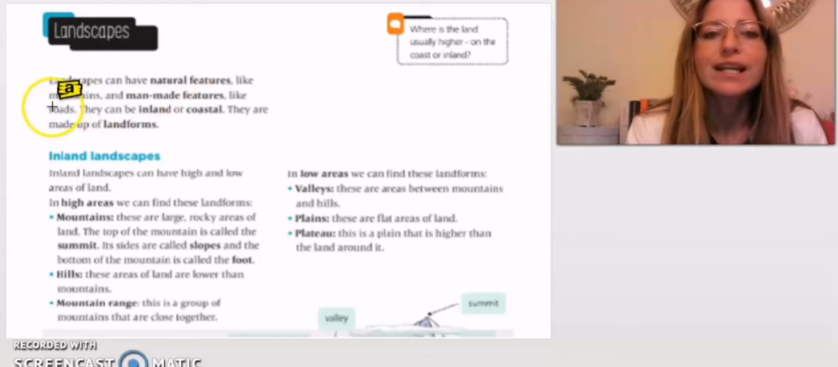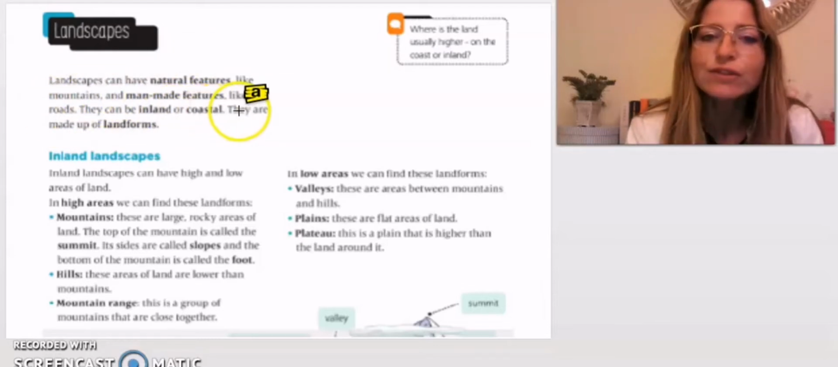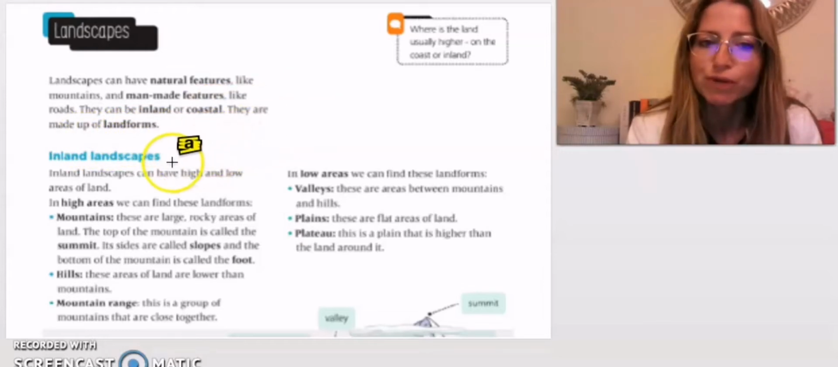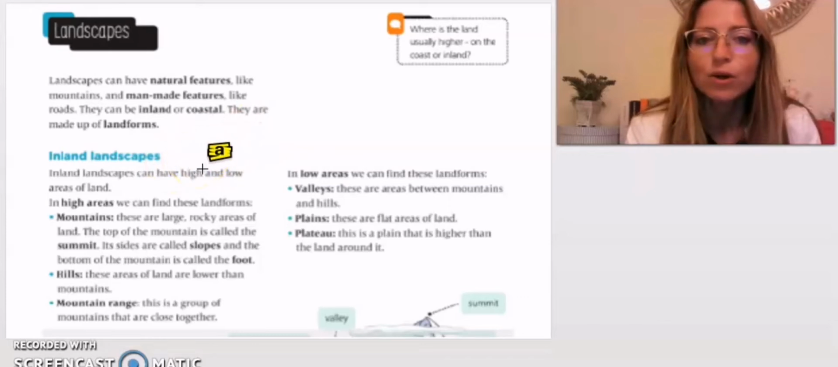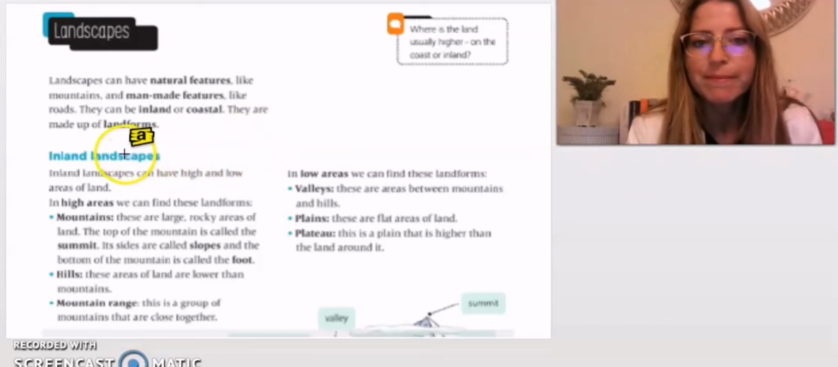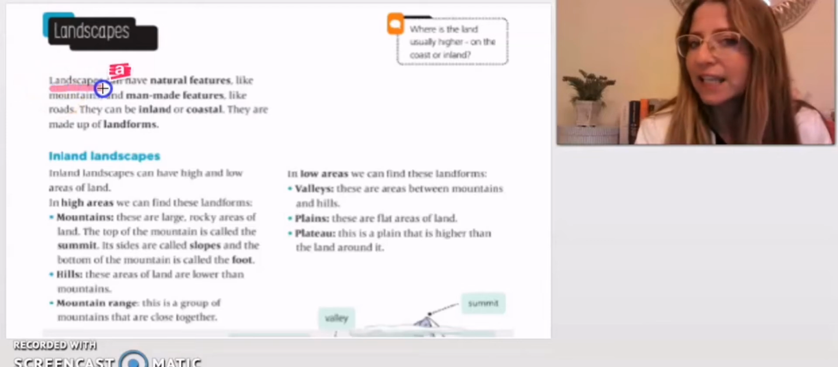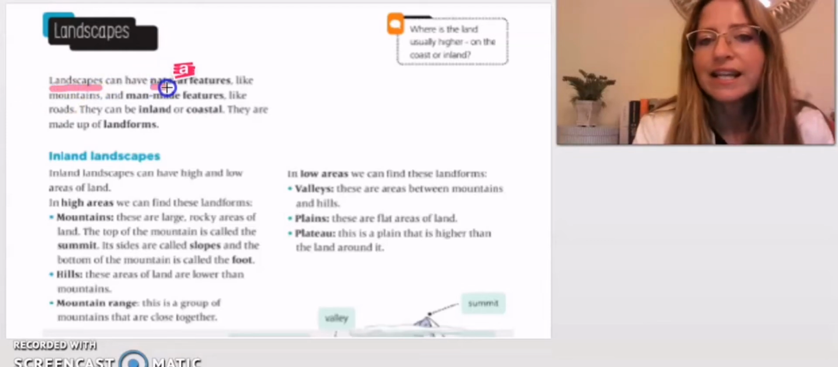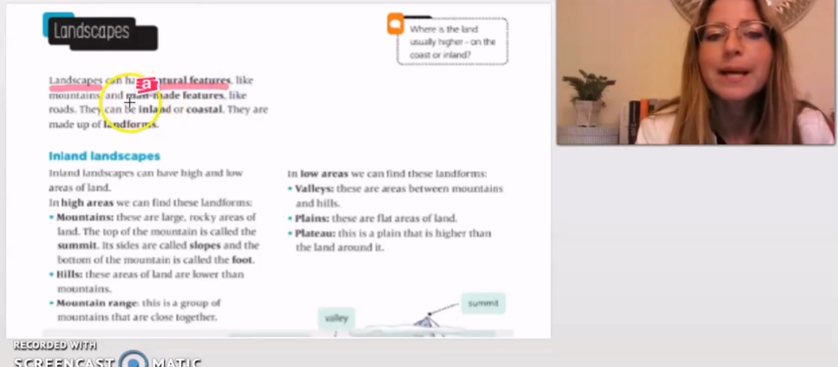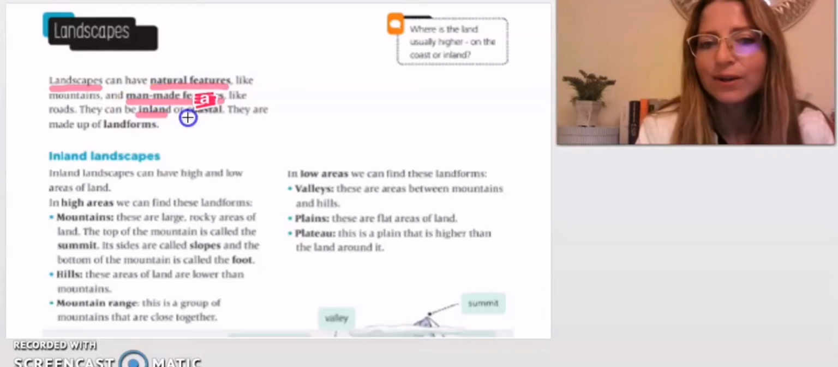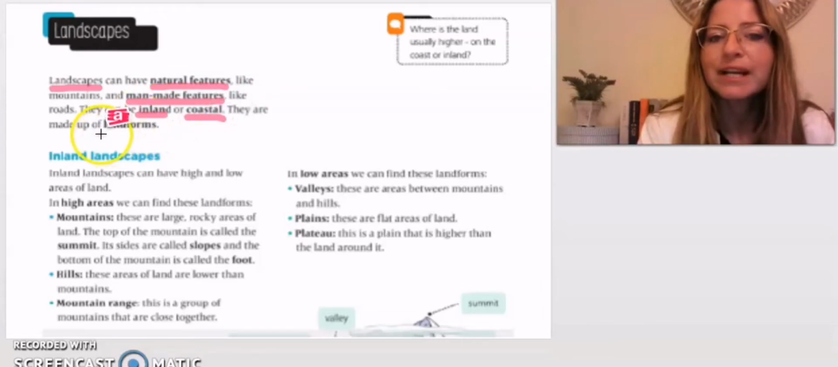Landscapes. Landscapes can have natural features like mountains and man-made features like roads. They can be inland or coastal. They are made up of landforms. What are the keywords in this first paragraph? I'm going to underline landscapes, natural features, man-made features, and they can be inland or coastal. And they are made up of landforms.